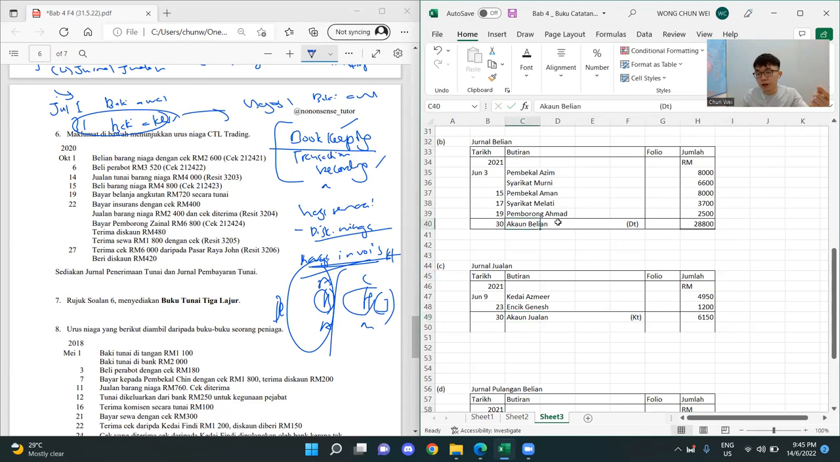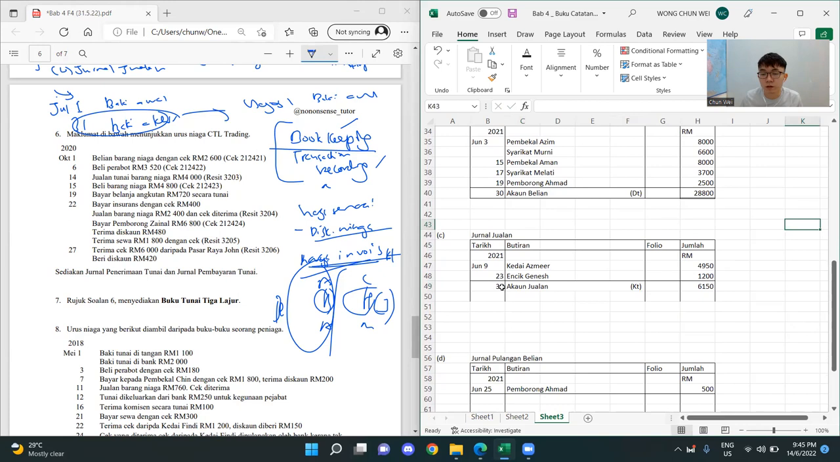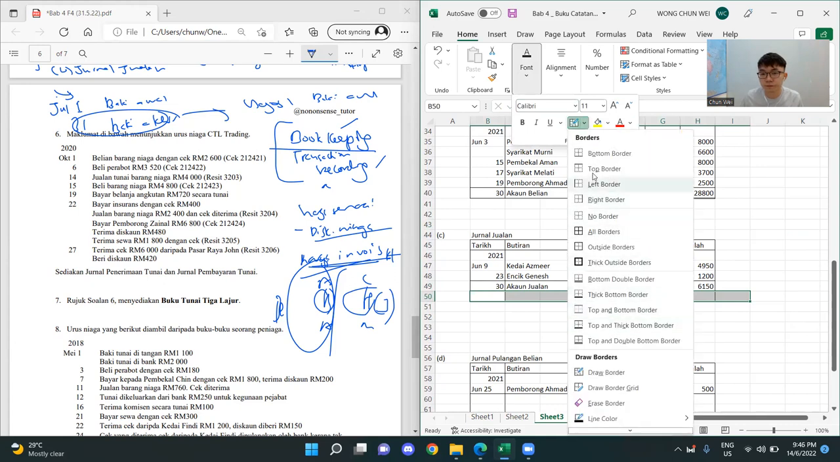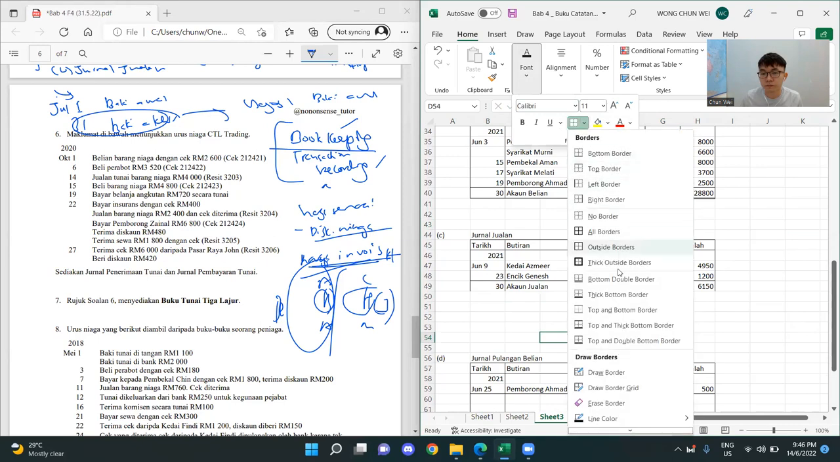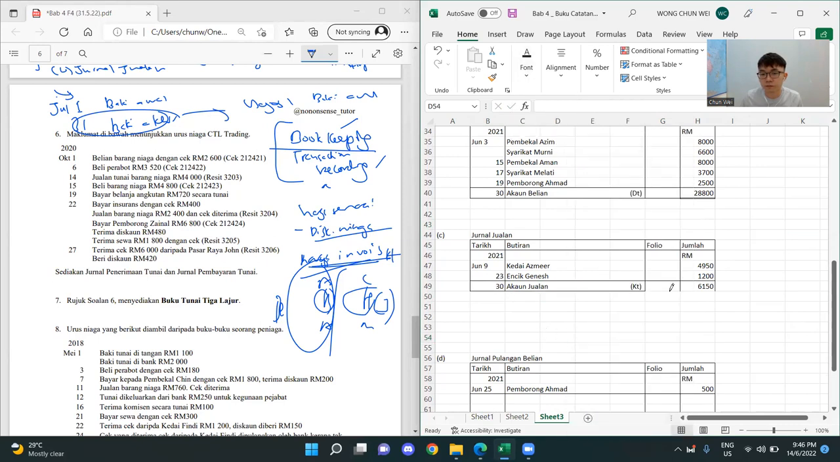Easier: account bullion is debit, then jualan is the opposite of bullion, right? So if it's the opposite of bullion, then it will be credit. So that's how you can remember. Okay. Sometimes you might confuse yourself. Then you do the same thing for the rest.